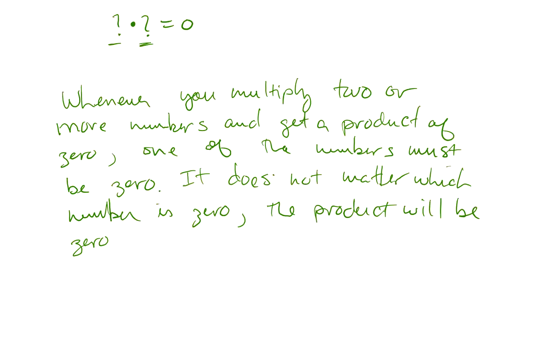So I've written whenever you multiply 2 or more numbers and get a product of 0, one of the numbers must be 0. It does not matter which number is 0, and I don't want to say the product will be 0. It doesn't matter. The product's obviously 0. It doesn't matter which one of them is 0, but one of them must be. And actually, maybe I should say at least one of them must be, because you could have several zeros, right? But one of them must be.